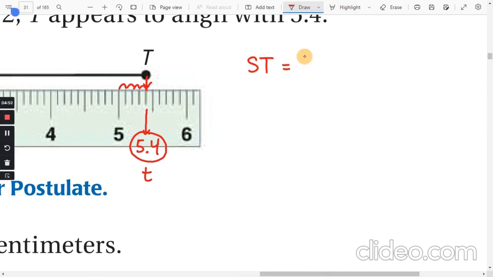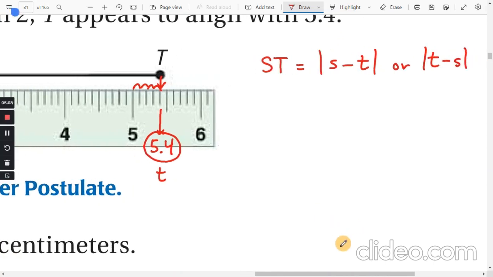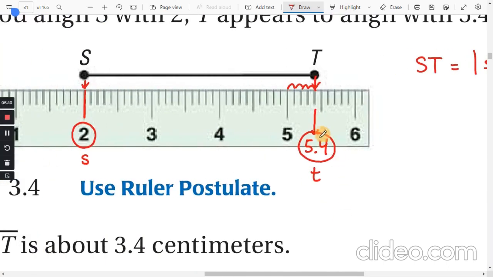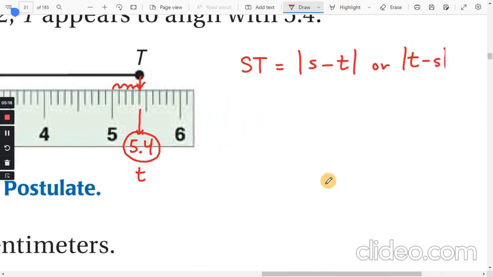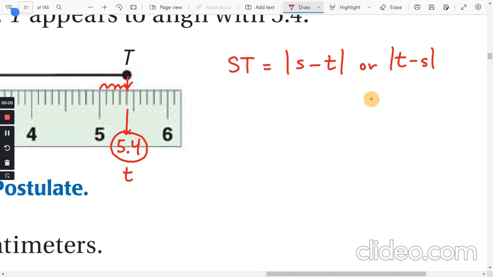we can use the formula. You take the absolute value of s minus t. Or you can also do the absolute value of t minus s. Same thing like we said before. Okay. Now, since the bigger number is 5.4, I would rather put the bigger number first. In my opinion, that's easier. So I'm going to do t minus s.